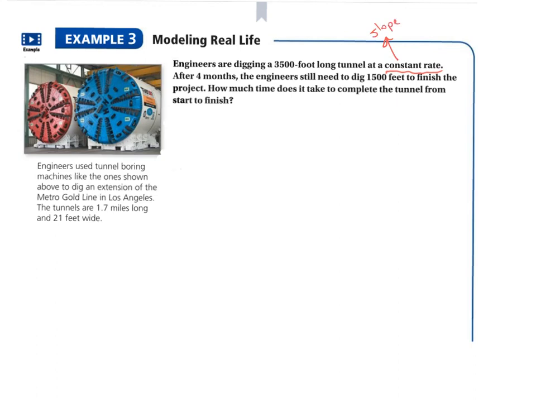Otherwise, if it wasn't a constant rate, it would look like this, right? If the rate changed. So it's a constant rate, so we have a linear equation. All right, so engineers are digging 3,500 at that constant rate.